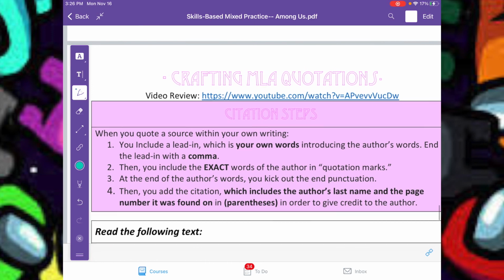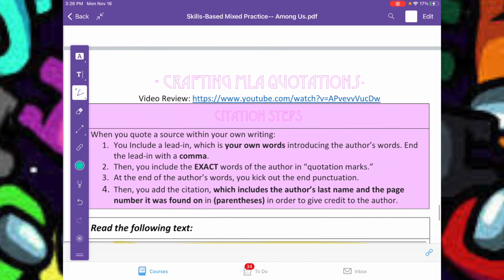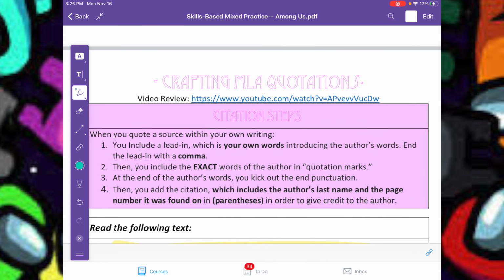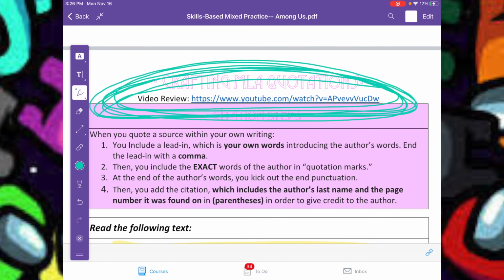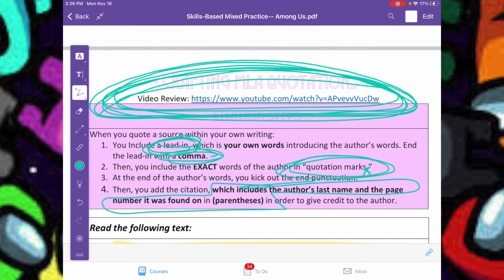All right, it's the last section, so this will be different for everyone. You are crafting MLA quotations. Right here, there's a link to a YouTube video that will take you through everything you need, but we need a lead-in. We need a comma at the end of that. We need the author's words in quotation marks. We're going to kick out that inside punctuation, and then we're going to end with our citation, which is the author's last name and page number in parentheses.